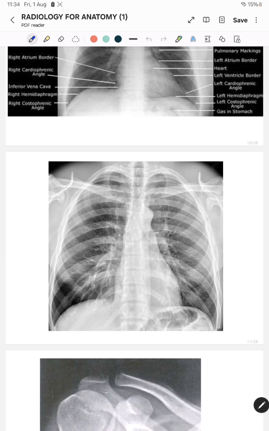Okay, so we can again see the aortic knuckle. This is the left atrium, border of the left atrium, left ventricle. Costophrenic angle, fundic shadow. This is the clavicle bone. These are the pulmonary markings.